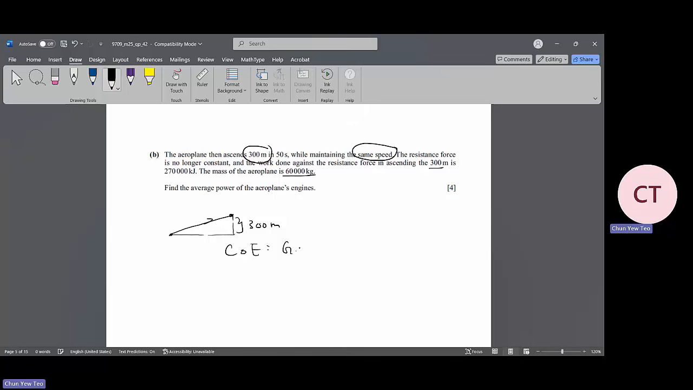We have the GPE gain, okay, the gravitational potential energy gain, and then you have the work done by the resistance also gain, is equal to the work done by the driving force. Okay, so this is what we have. Now, GPE is MGH. Work done by the resistance is the resistant force multiplied by the distance travel, but actually no need, because they already give you this as the 270,000 kilojoule. Okay, so this one is already given.